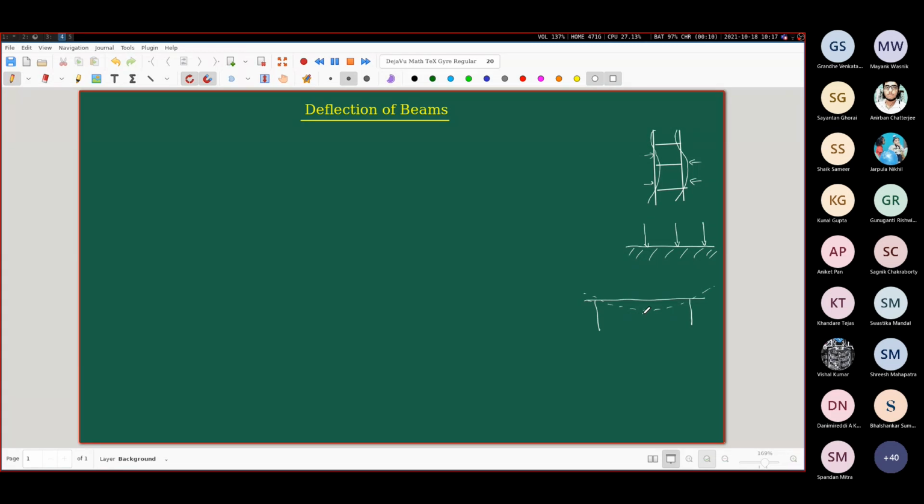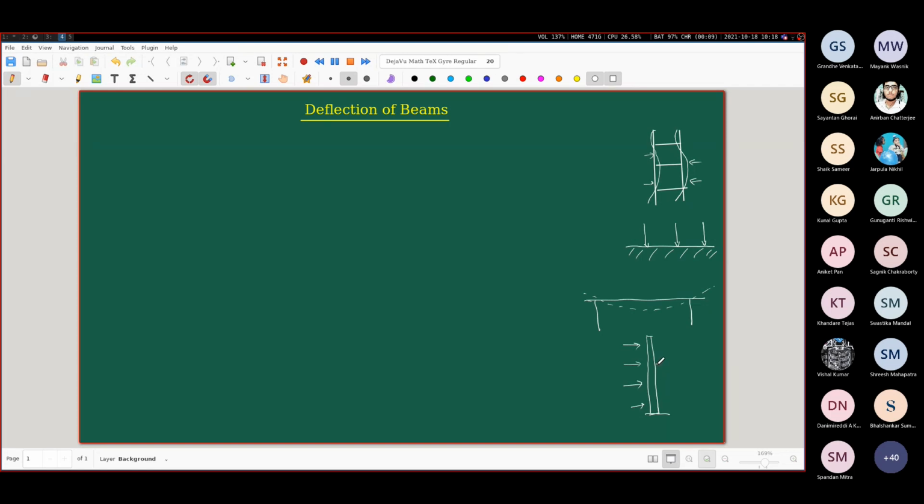Anything else? What about buildings, the tall skyscrapers that you see? Suppose you have a very big skyscraper, like the Burj Khalifa. What kind of transverse load is this building experiencing? Due to wind, absolutely. Very, very high loads due to wind.